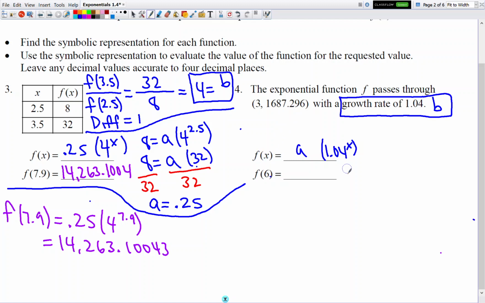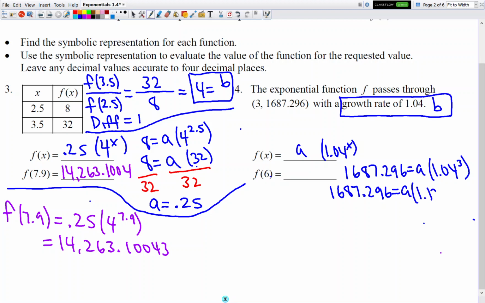Okay, so I still follow the same steps. So 1,687.296 equals A times 1.04 to the 3rd power. Okay, so when I type that out, when I put 1.04 to the third power, I will get an ugly number, unfortunately. So this stays the same because I'm trying to solve for a. And then my a value is going to be 1.124864.